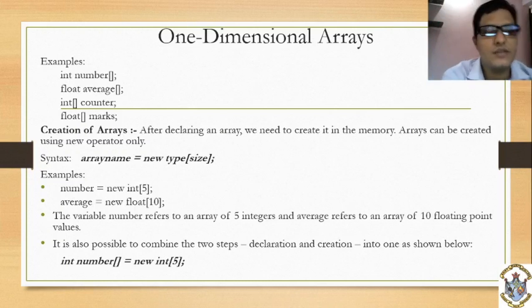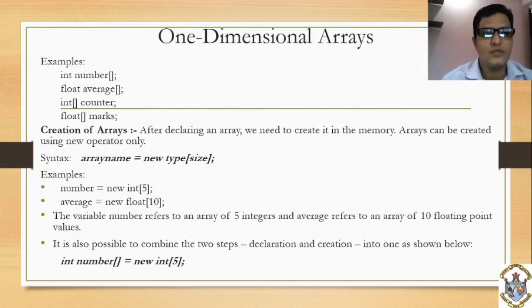Next, our concept is creation of arrays. After declaration of an array, what do we have to do? We are supposed to create that array. So how do we create an array? By using the new keyword. If you use the new keyword, then you are creating the memory of a data type. Arrays can be created by using the new operator, with this syntax: array name is equal to new type of size. Okay, this is the syntax: array name equal to new type of size.